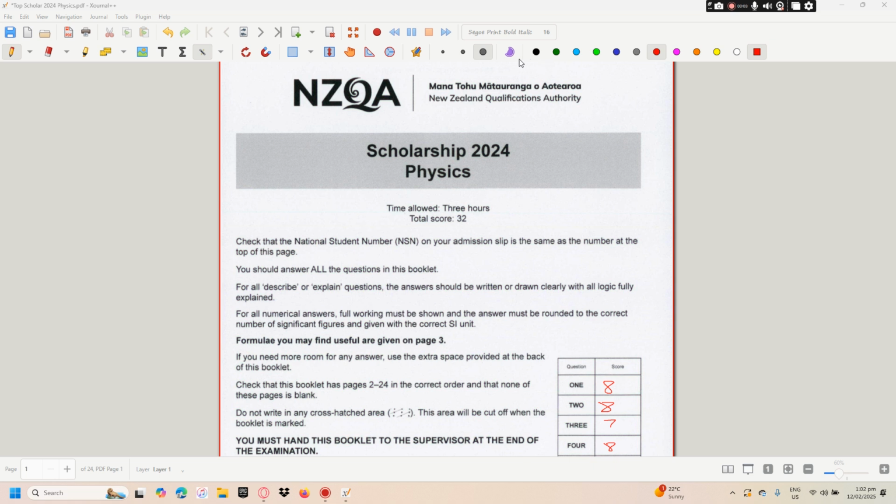Good everyone. I got top scholar in physics in 2024, and this is my paper. I'm going to walk through it as an exemplar for any future students wanting to take physics scholarship, even level 3 physics. I'm just going to go through it and explain what my thought process was and show you how they expect you to answer questions at a high level as an exemplar.